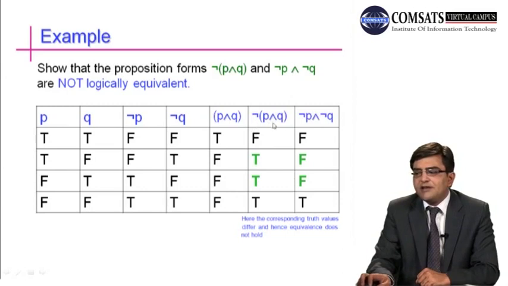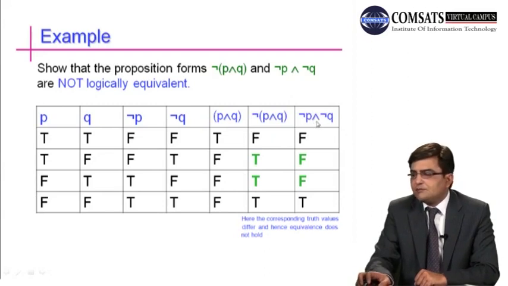Now the negation of P and Q. As we know, P and Q is given in this column, and for the negation of P and Q, for T we will have F, for F we will have T, for F we will have T, and for F we have T here.